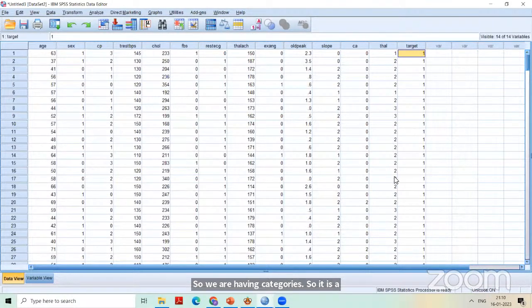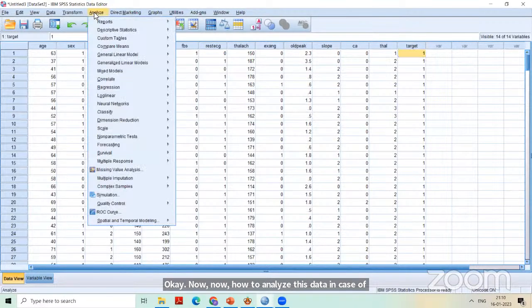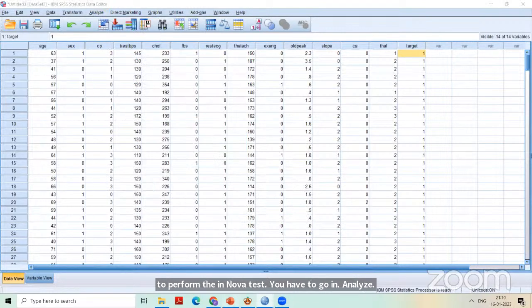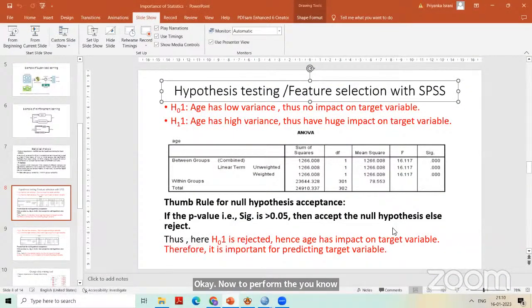Okay. Now how to analyze this data in SPSS? To perform the ANOVA test, you have to go into Analyze. But first, let's move to the slides to explain the problem, then we will see how to perform the analysis.